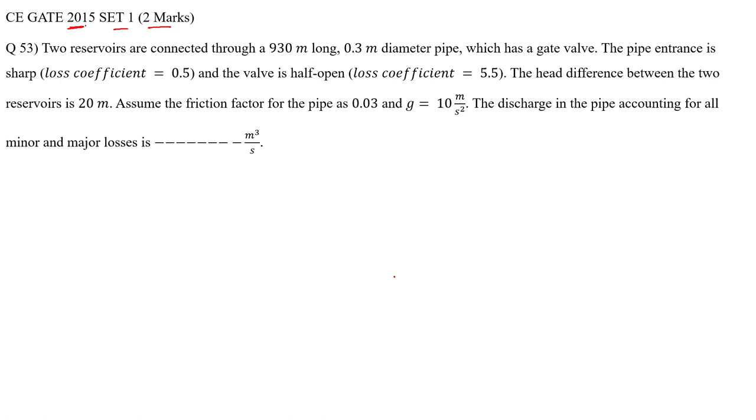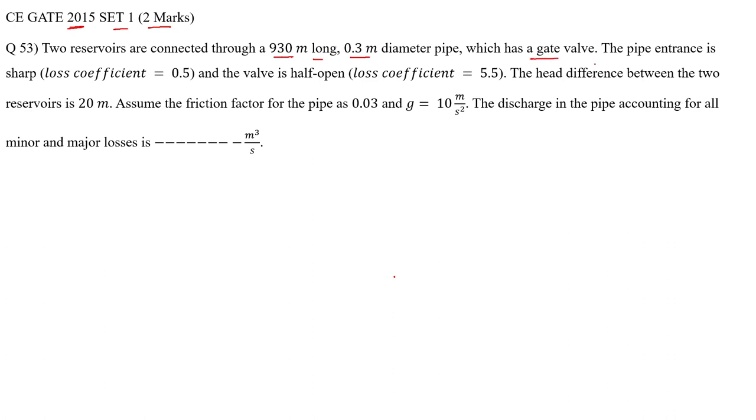This question is from GATE 2015 set 1, question number 53, for 2 marks. The question is as follows. Two reservoirs are connected through a 930 meter long and 0.3 meter diameter pipe. The pipe connected between the two reservoirs has a length of 930 meters and a diameter of 0.3 meters, and also contains one gate valve.